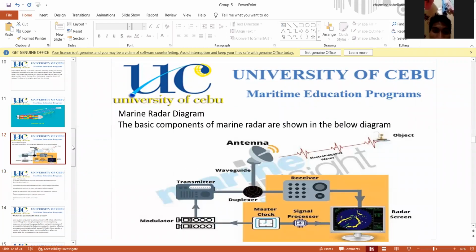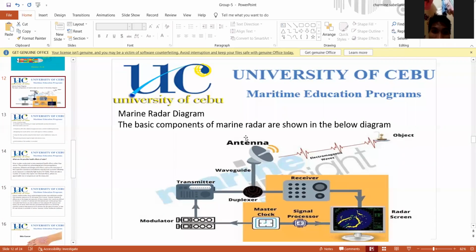Marine radar diagram. So here are the basic components of marine radar shown in the diagram below. In this illustration, there's the antenna, the waveguide, and then there's an object far away, and to transmit, it is using electromagnetic waves. So there's a receiver, a signal processor, master clock, modulator, transmitter, and then finally, it will show on the radar screen as an object.